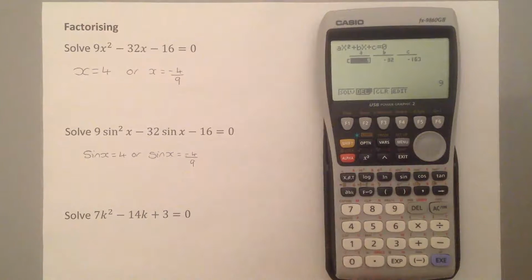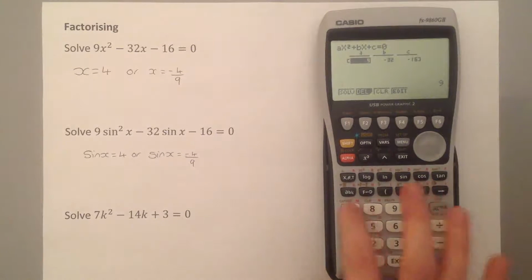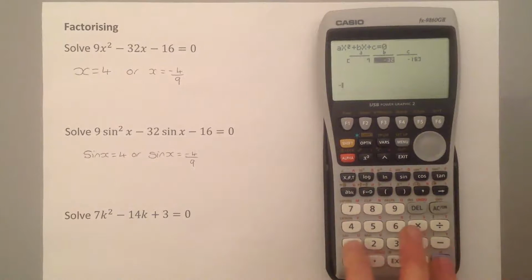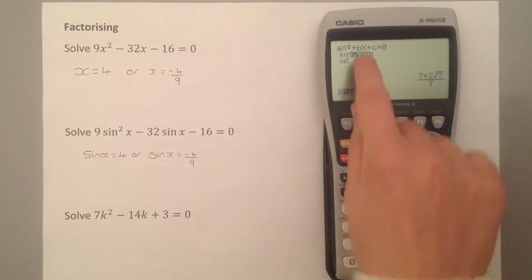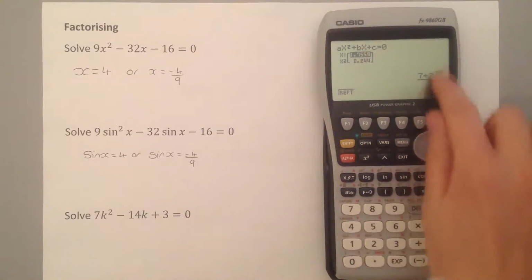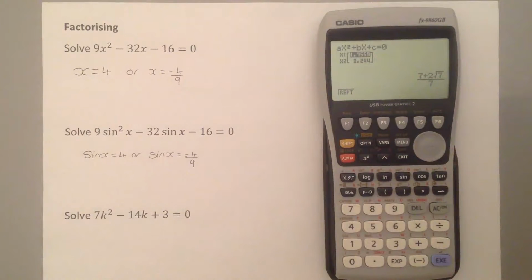On the third example that I've got, this is one that would normally need the quadratic formula. So if I type in my A, B and C again, I've got A is 7, B is minus 14 and C is 3. Again, it doesn't matter that this time it's using K instead of X, the calculator will still use X. If I press execute, I can see that I've got two decimal answers here, but down at the bottom it will give me the exact answers that it's done using the quadratic formula for me.